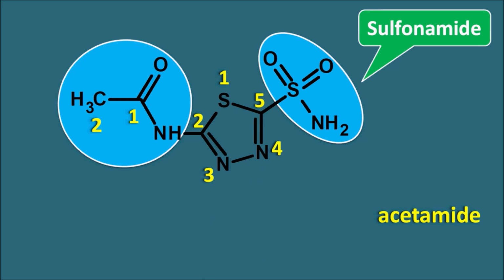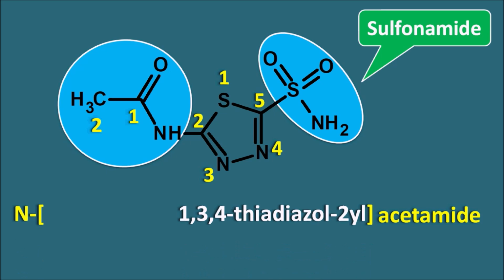Now acetazolamide has a side chain on the nitrogen, which is nothing but 1,3,4-thiadiazol-2-yl. So this ring system is attached by the second position. So we can write this as N-1,3,4-thiadiazol-2-yl. And this ring has a sulfonamide moiety at the fifth position, which we can write as 5-sulfamoyl. So acetazolamide is simply N-(5-sulfamoyl-1,3,4-thiadiazol-2-yl)acetamide. In this way, acetazolamide is an acetamide derivative having the sulfonamide moiety on the heterocyclic ring.